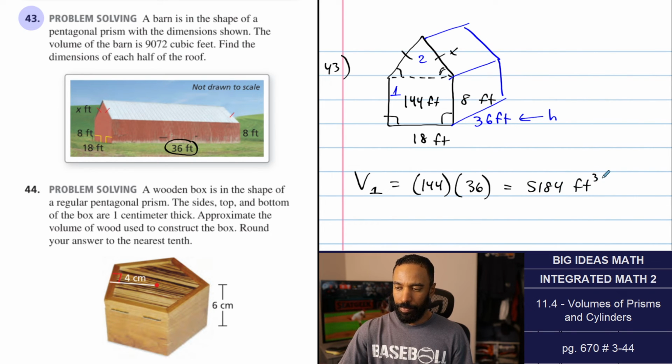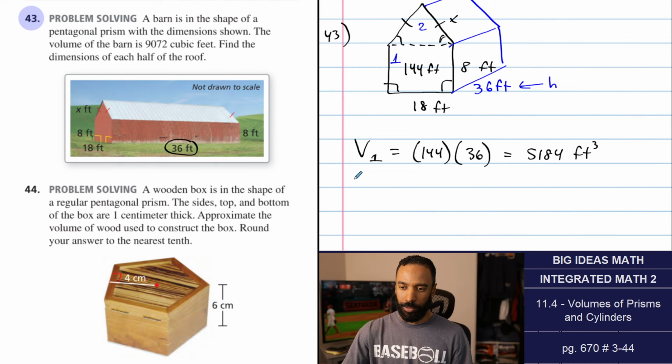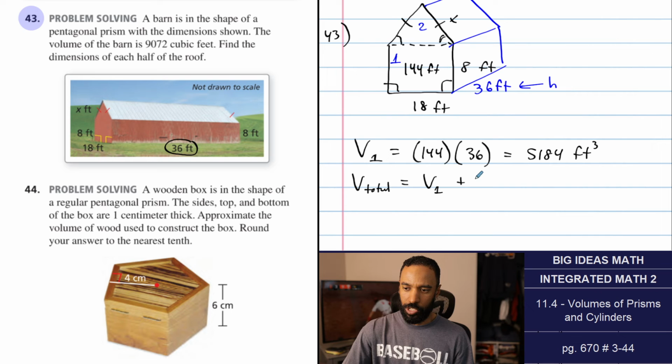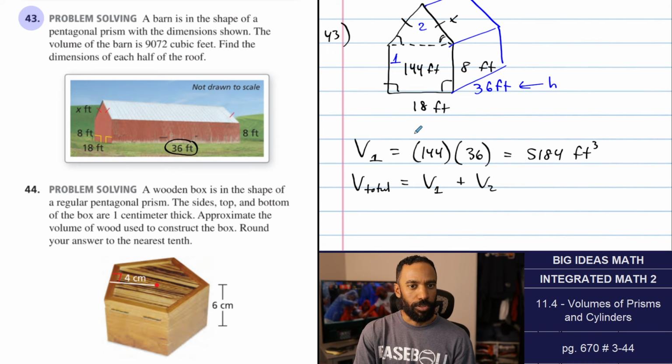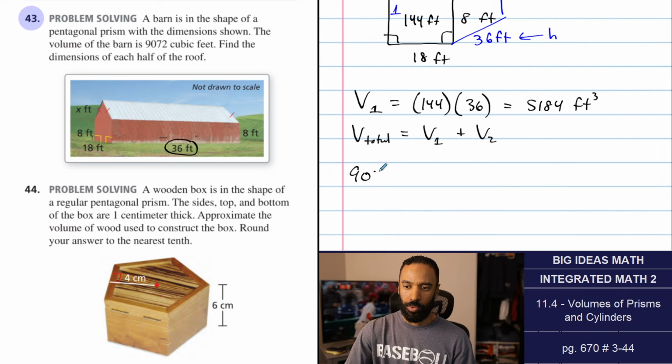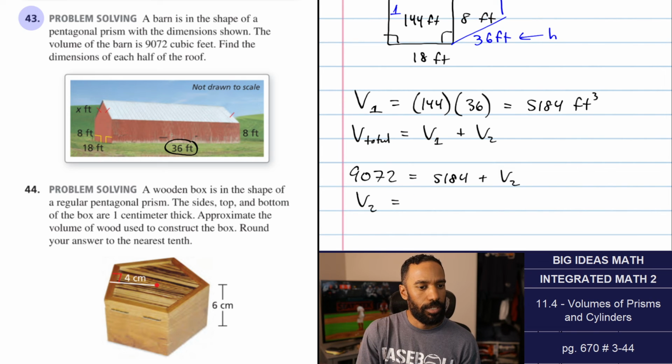cubic feet. Now, the volume of the total is the addition of these two, V1 plus V2. And we know V1, and we know the V of the total. The volume of the total is 9,072. So 9,072 equals 5,184 plus V sub 2. So V sub 2 is 9,072 minus that.